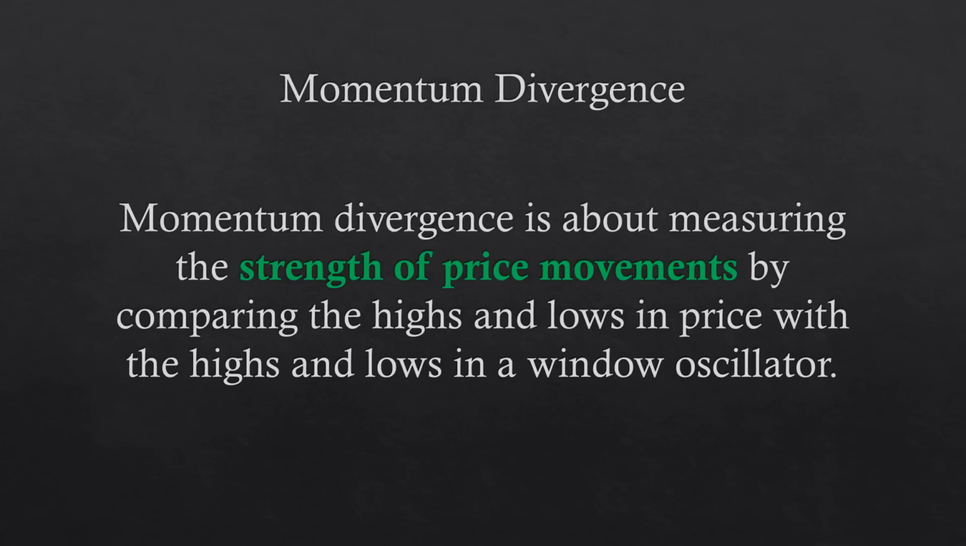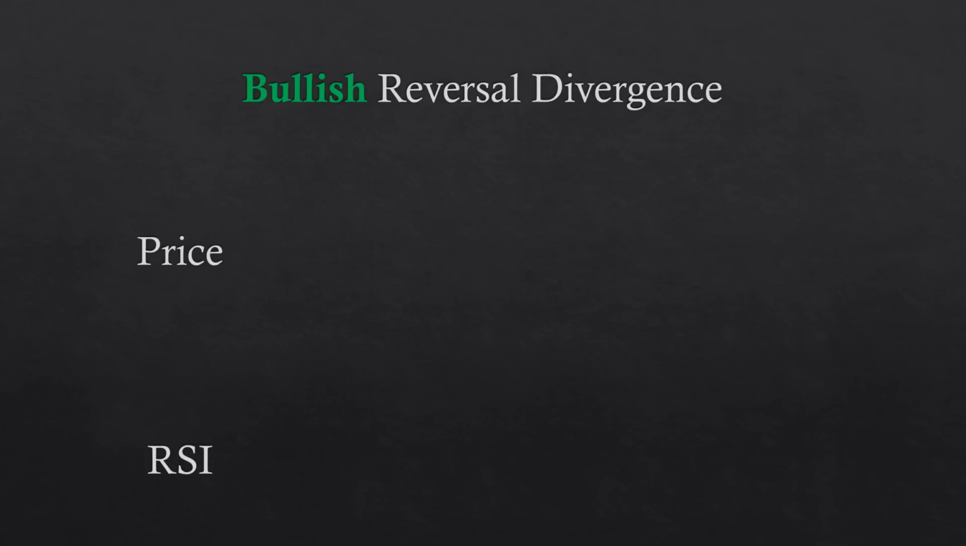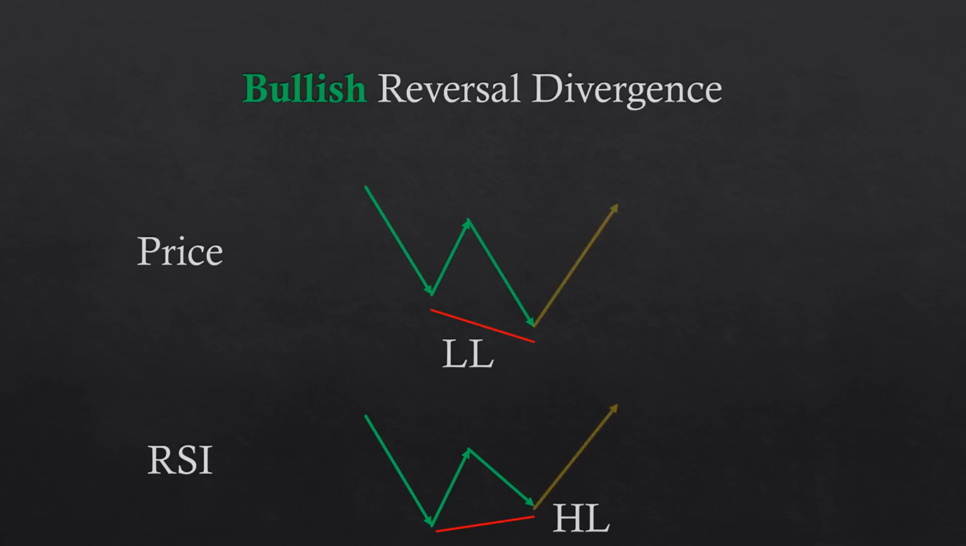I will show you two types of divergences, the reversal and the continuation divergence. Let's first look at the bullish version of these two types of divergences. The bullish reversal divergence happens when price is forming lower lows, but the momentum indicator is forming higher lows. That usually means that price is losing strength and might reverse to the upside. When looking for the bullish reversal divergence, you just look at the lows and ignore the highs.